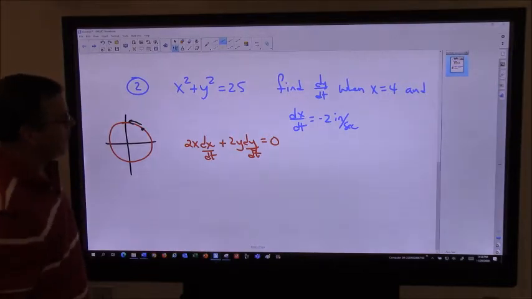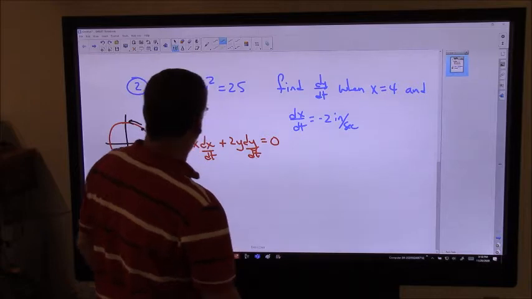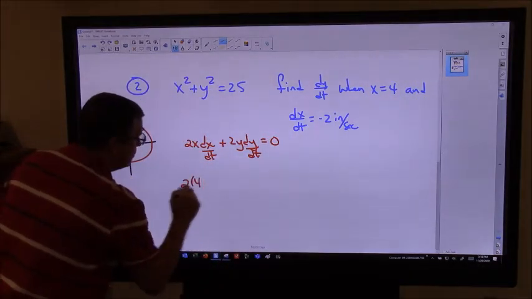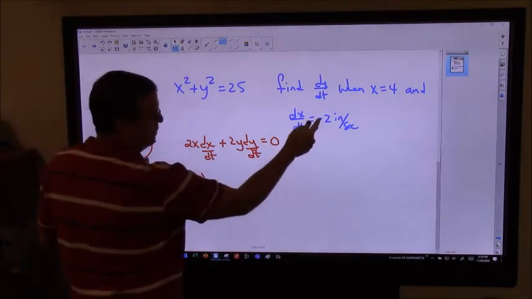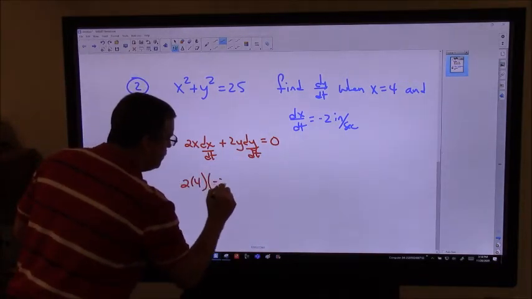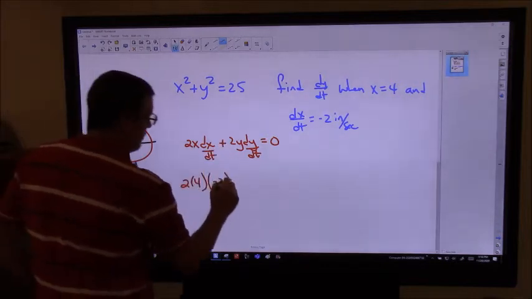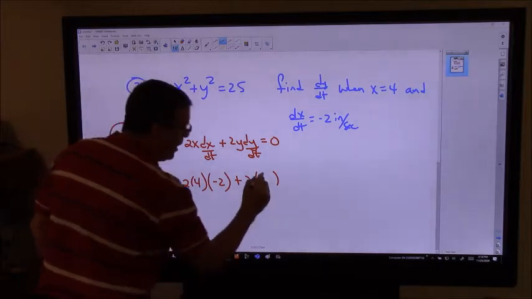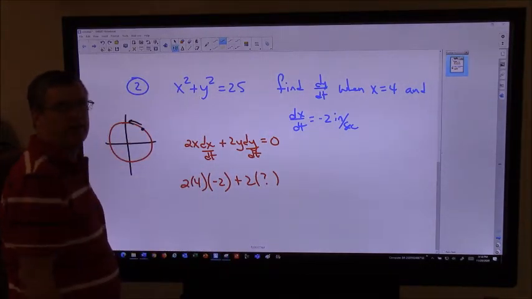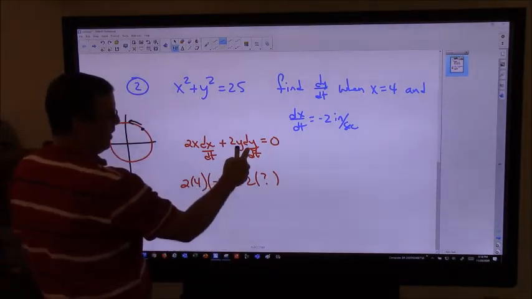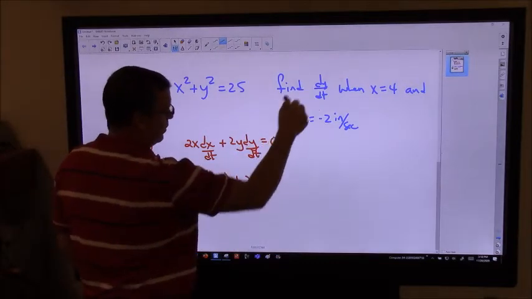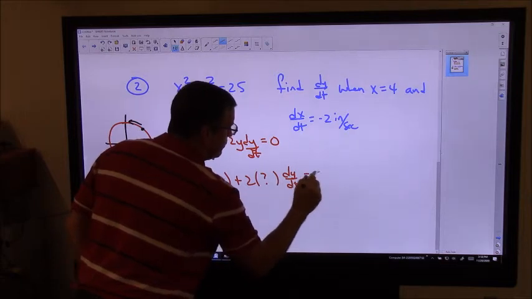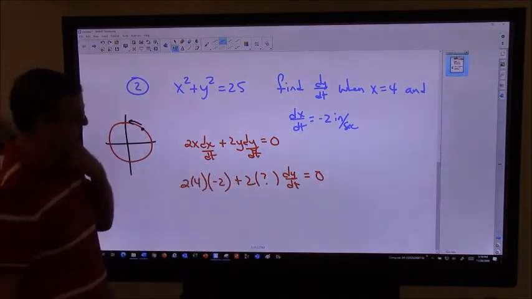So now at this point, I just want to plug in the information they gave me. Okay? X equals 4, so I've got 2 times 4. Dx over dt, it's decreasing, so negative 2. I've got plus 2, and what's y equal to? They didn't give me that value. And I'm trying to find dy over dt. This is what we're solving for. So I want that to remain a variable. I just need to know what y is before I can move forward.